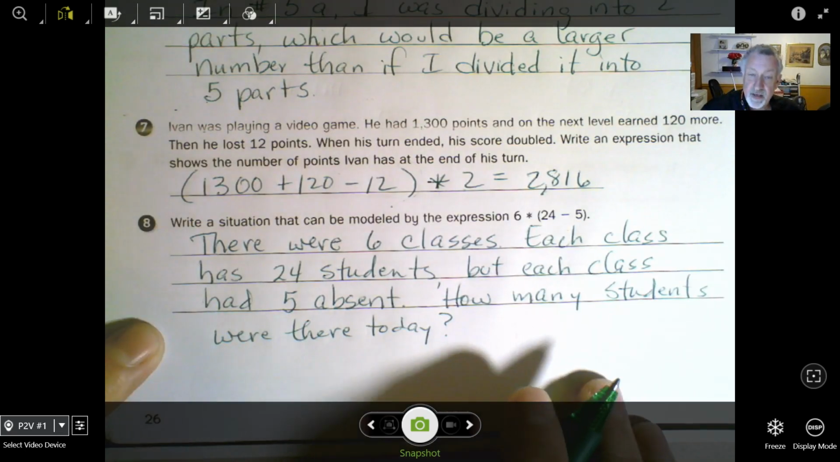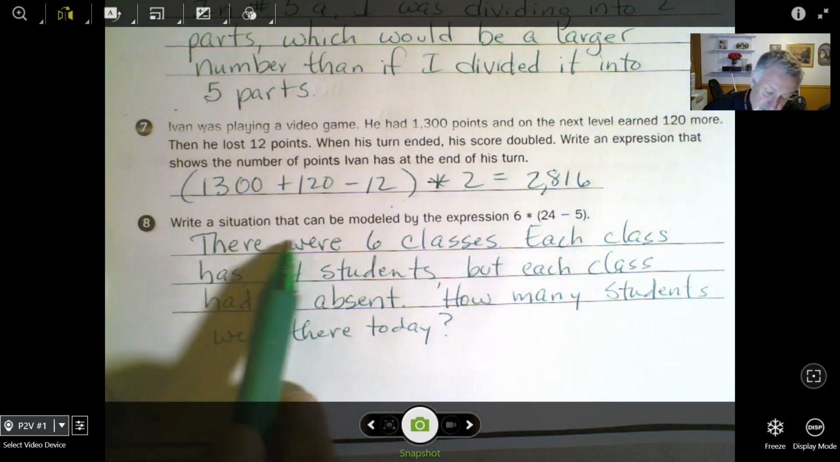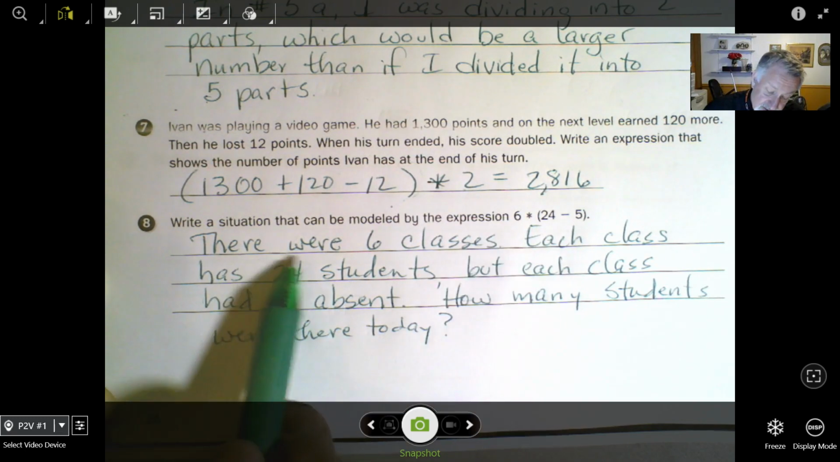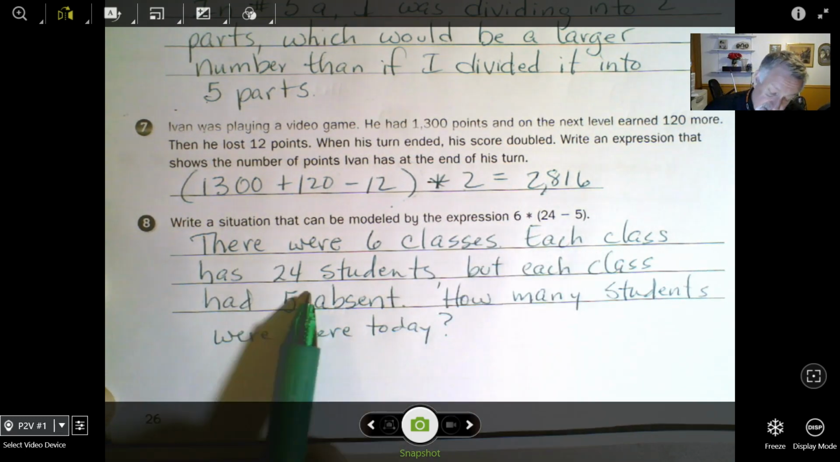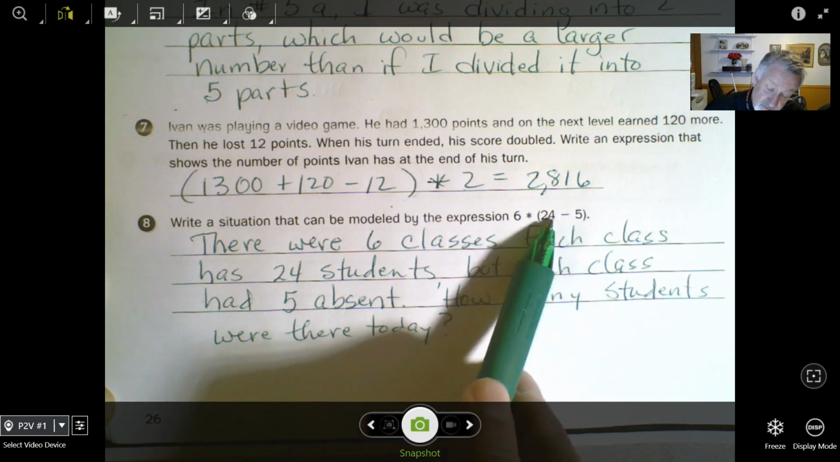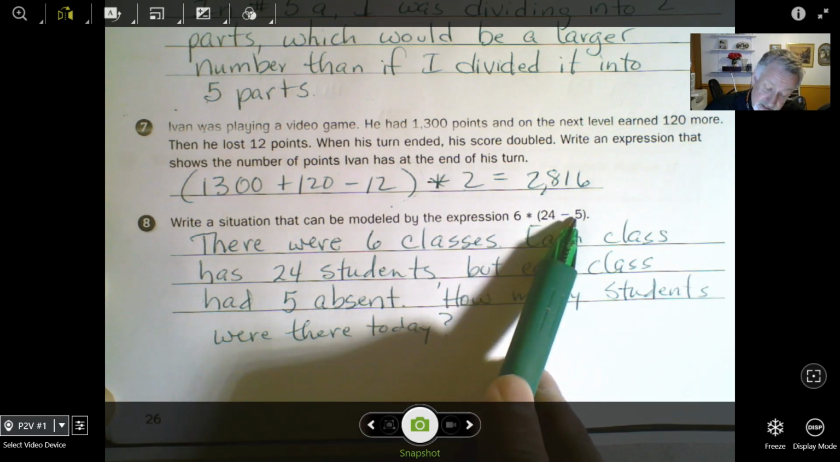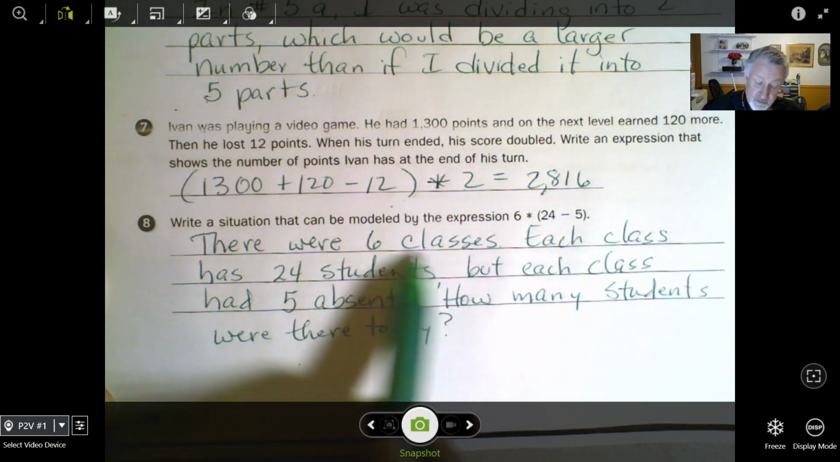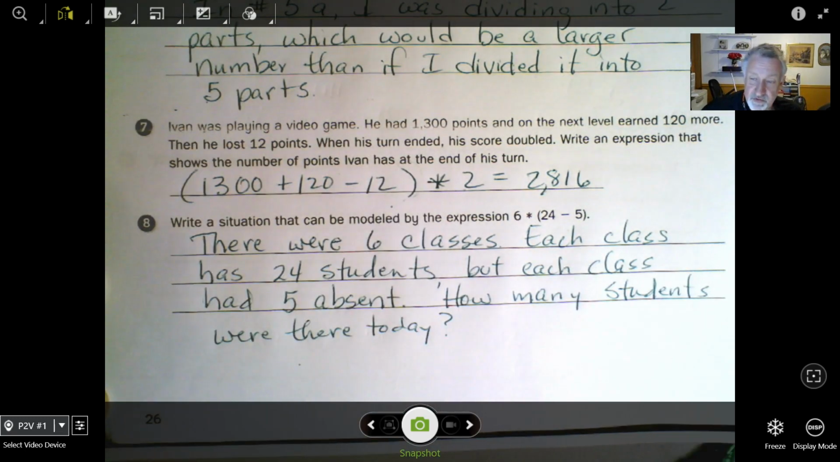Write a situation that can be modeled by the expression 6 times 24 minus 5. 6 classes. Each class had 24 students. Each class had 5 absent, so 24 minus 5 is 19. That left 19 students in each class. And then I multiplied that by 6 because there were 6 classes. That is a representation.